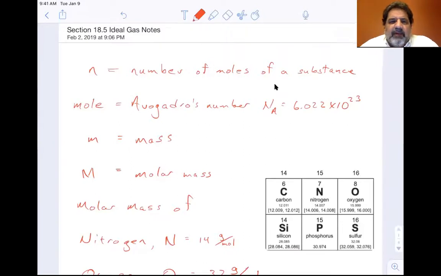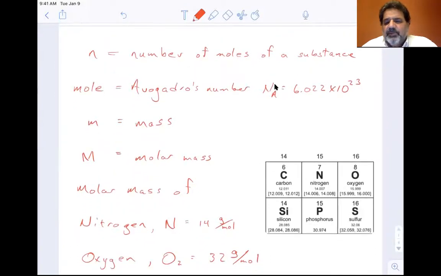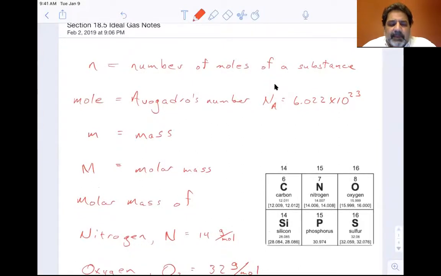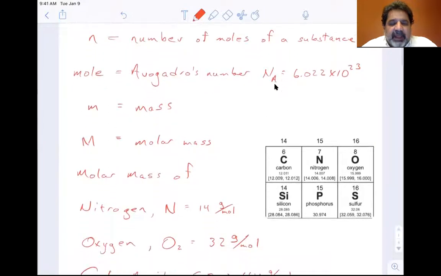So if you have a mole of marbles, you have 6.022 times 10 to the 23 marbles. Now that's a lot of marbles, and we don't use it to discuss marbles, but we do use it to discuss gases, elements, molecules. So Avogadro's number is 6.022 times 10 to the 23. Lowercase m is the mass of the amount of gas that you have. Capital M is the molar mass.